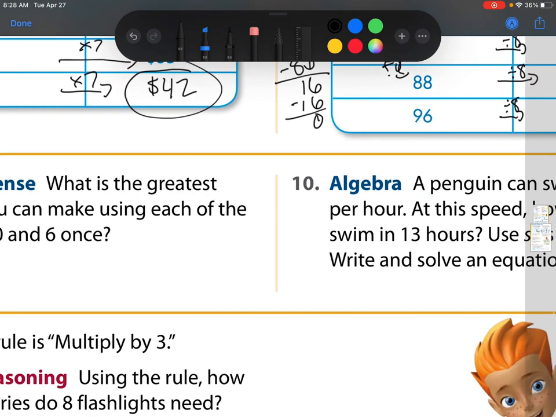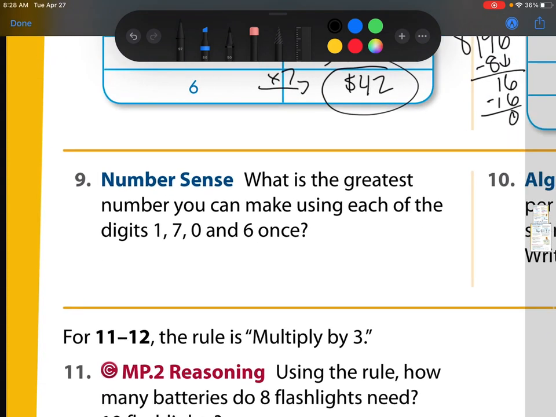Okay, let's head to our next one. Number 9. What is the greatest number you can make using each of the digits 1, 2, 3, 4 different digits? Well, that means it's going to be a 4-digit number, so we're in our thousands place. And if we want our biggest number, we should have the largest number in the thousands place value. We should then have the next largest number in the hundreds place value, since the next biggest.